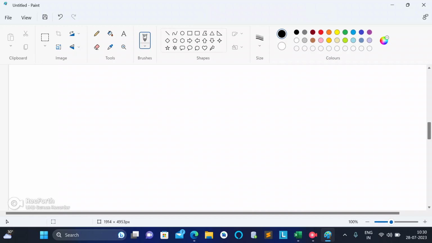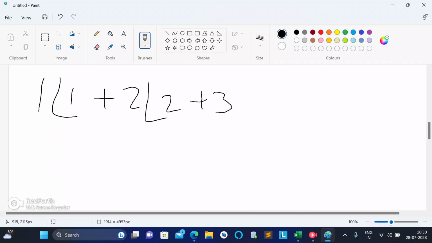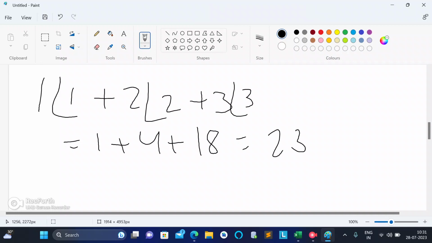Another important concept used here is, let's try to find out the sum of 1 into 1 factorial plus 2 into 2 factorial plus 3 into 3 factorial. Here's an important observation behind this statement. First let's find out the value of this. It is 1, plus 2 factorial is 2, 2 into 2 is 4, then 3 factorial is 6, 6 into 3 is 18, 18 plus 1 is 19, 19 plus 4 is 23.